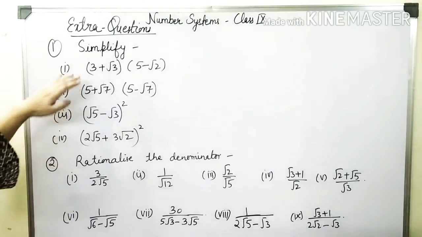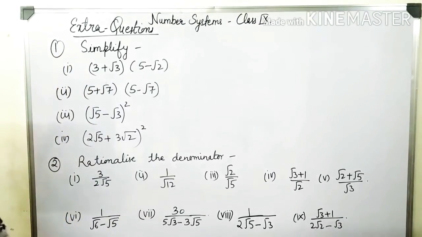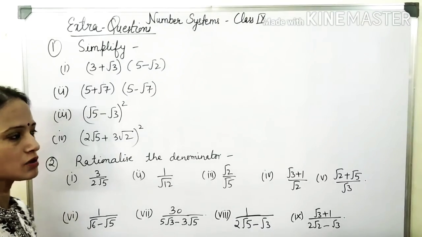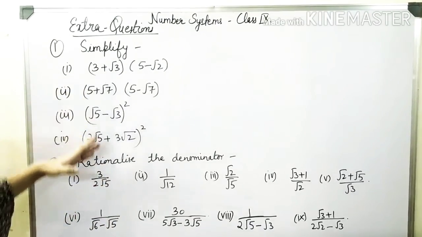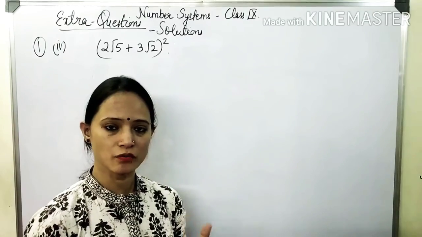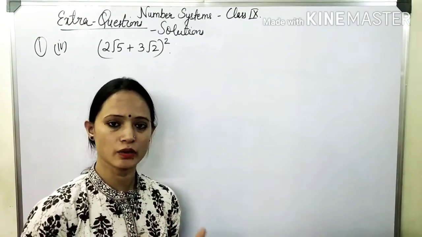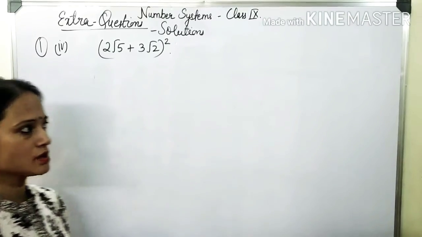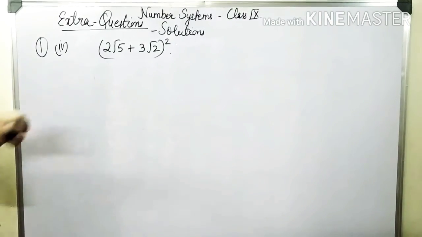So here are some extra questions of rationalizing the denominator, of simplifying the irrational numbers. So I hope you can easily do these questions. I am solving some of the questions which I gave, so that you can get an idea how to solve the questions. So first one, fourth part I have taken.